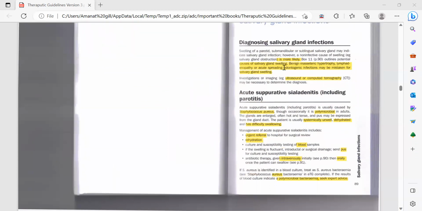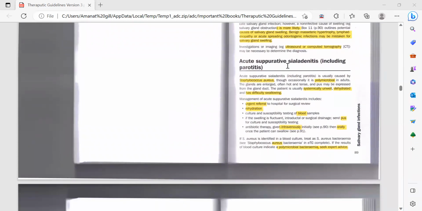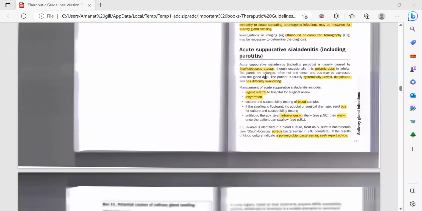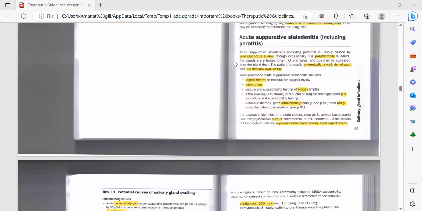Then what test would you do for diagnosing? Ultrasound or computed tomography may be necessary to determine the diagnosis. Then acute suppurative sialadenitis, it would include parotitis. Acute suppurative sialadenitis is usually caused by Staphylococcus aureus bacteria, though occasionally it is polymicrobial in adults.